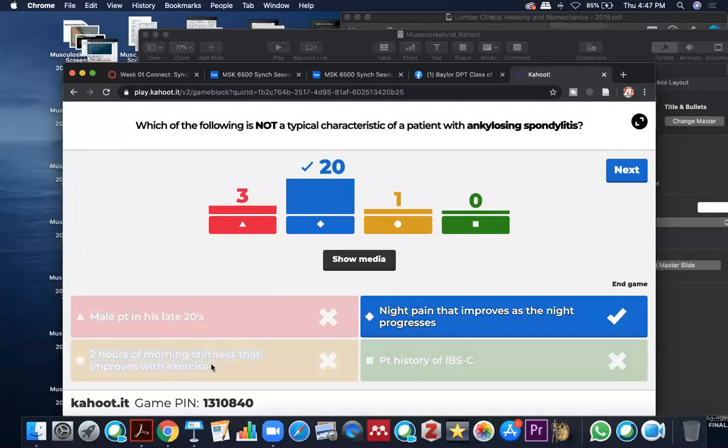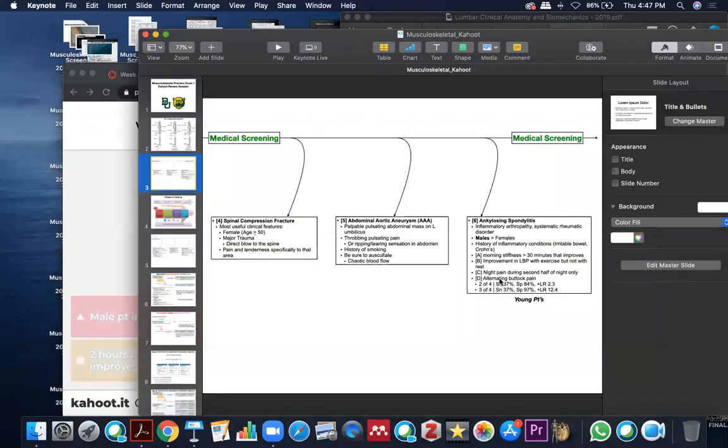And this one's also characteristic of this, because remember, you've got 2 hours of morning stiffness, 2 to 3 hours, and it doesn't improve with rest. They wake up with morning stiffness, and if you look at it, it has to be at least like 30 minutes. So morning stiffness greater than 30 minutes, but it improves usually with exercise and not rest. Also notice those other two things. So I didn't put this one, but you've got alternating buttock pain.